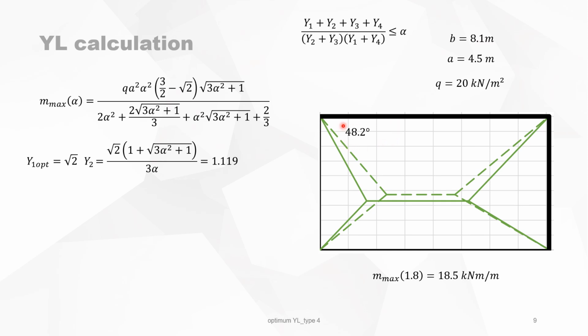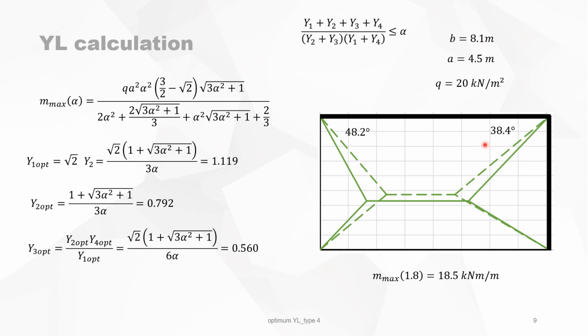which means 48.2 degrees. So instead of 60 degrees, you now have 48.2 degrees in the optimized yield lines. We now calculate beta 2, which is 38.4 degrees. We also calculate beta 3, which is 29.2 degrees, and then we calculate beta 4, which is of course the same as beta 2. So the dotted line is the optimization, and you see that the four corners have those values.